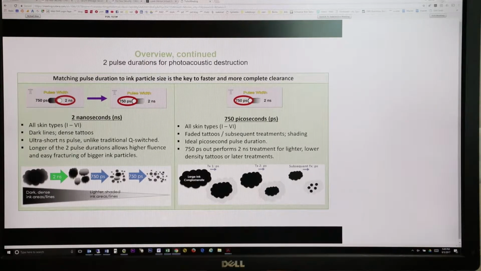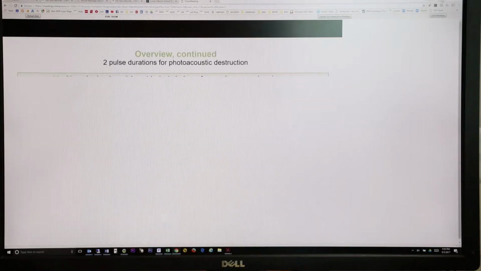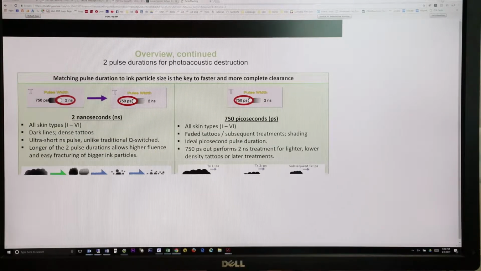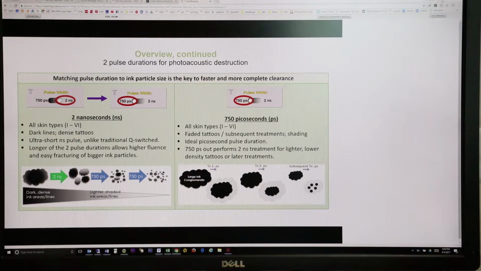However, we recommend that you use the longer pulse width on the denser tattoos that are initial, that are still large conglomerates of ink, because it takes those large conglomerates and breaks them up into smaller pieces. Now, once you have the smaller pieces or faded pigmentation, smaller sized ink particles, then you switch to the picosecond. And we find in our studies that it works much faster than just using picosecond all the way.